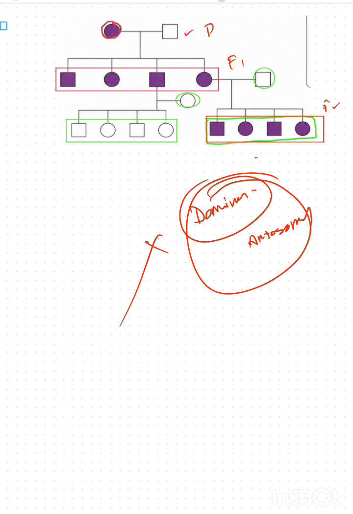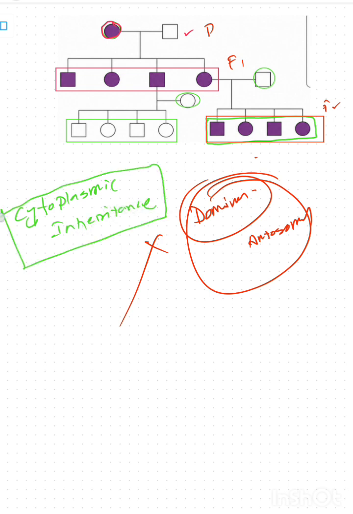So the answer is what? The answer is cytoplasmic inheritance. So you have to know about cytoplasmic inheritance. You know that inside the cell there is the mitochondria. That mitochondria has some DNA, that circular DNA. The DNA helps in the transmission of the inheritance to all the progeny.